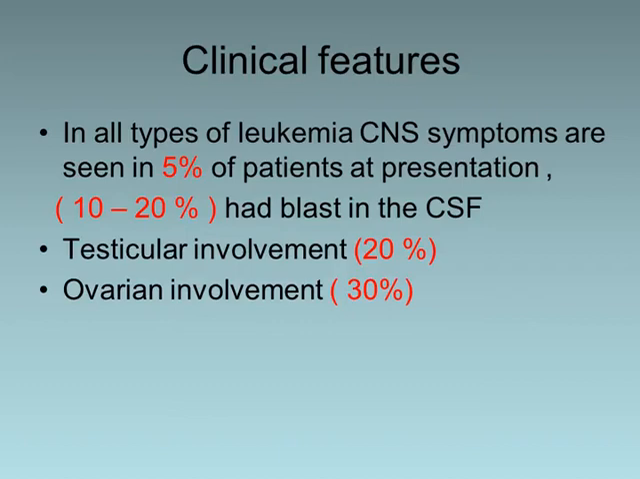In all types of leukemia, CNS symptoms are seen in 5% of patients at presentation, and 10 to 20% have blasts in the CSF. Testicular involvement is seen in 20%, and ovarian involvement in 30%.